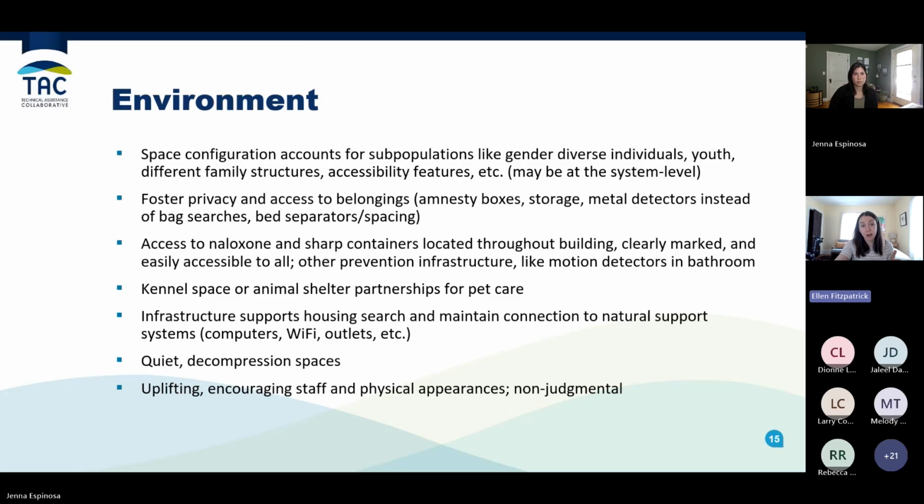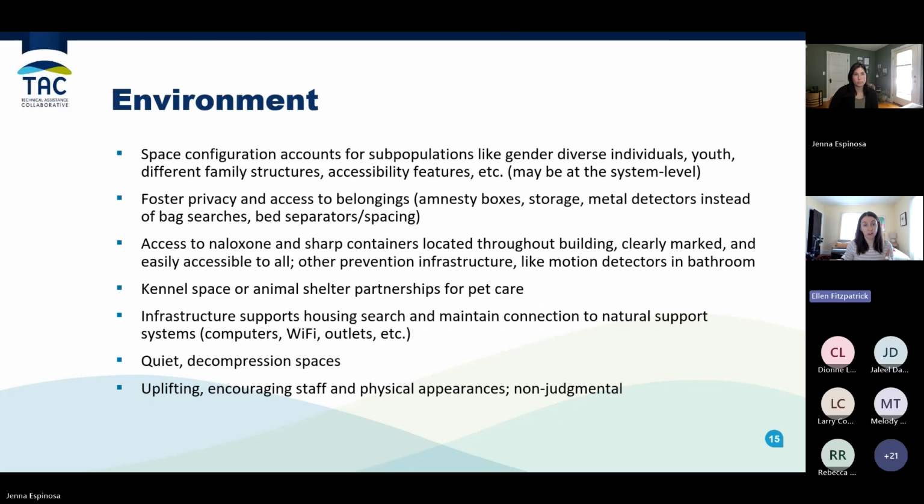Something called amnesty boxes is another approach that some shelters have taken, where folks may have materials on them that they are not allowed to bring into the shelter, but there is a locked and safe space where they can leave them for the time that they're going to come in and sleep, and then they can have access to them when they leave.